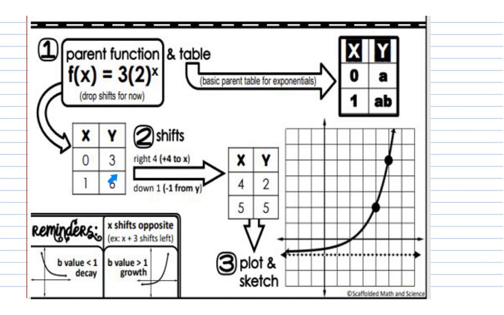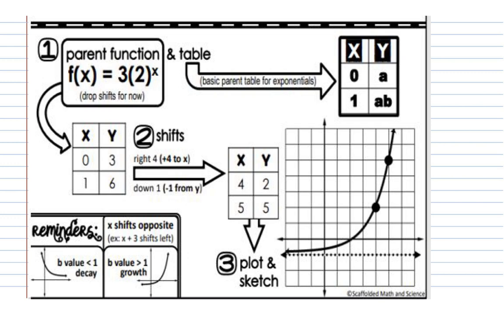And then what they're doing is, because they have a right shift of 4, they're adding 4 to your x's. So 0 plus 4 is 4. 1 plus 4 is 5. And then they're subtracting 1 from the y's, or this column right here. 3 minus 1 is 2. 6 minus 1 is 5. And this is the table they are graphing.